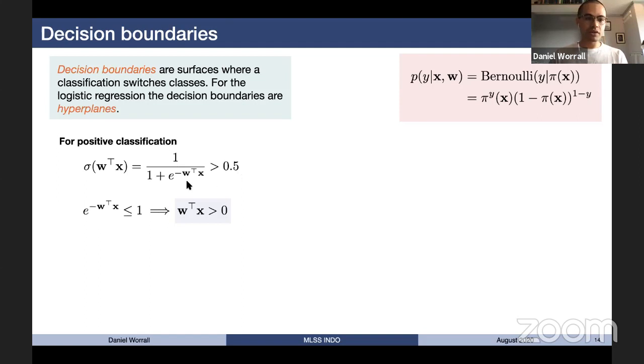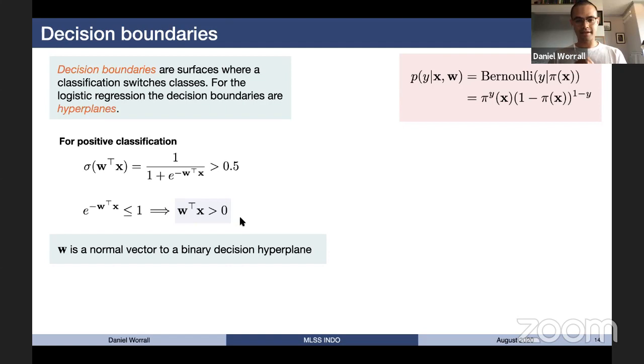Let's rearrange this equation. If you do that, you end up with this linear equation here. So whenever the W transpose X is larger than 0, we have a cat. Whenever it's less than 0, we have a dog, for instance. When it's equal to 0, we are 100% undecided. You have to just flip a coin.